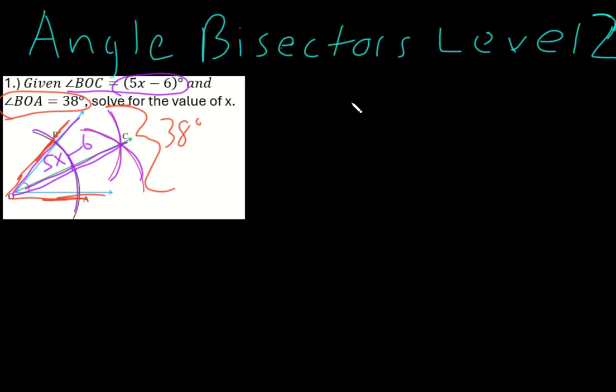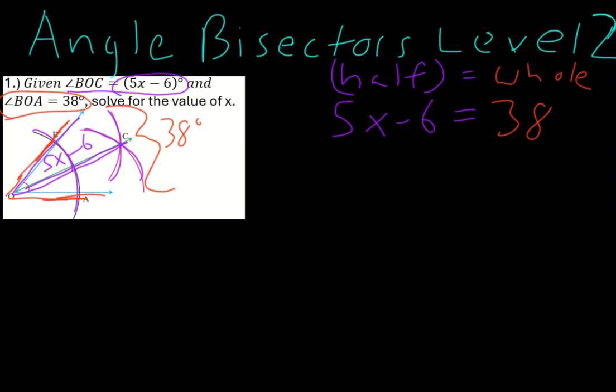Now, what if I write this? What if I write, hey, 5x minus 6 is equal to 38? Now, let's kind of walk through this. We can see there the 5x minus 6 in the purple, that is the top half of the angle. And we can see there that red, that angle BOA, is actually the whole. Now, is that a true or false statement? Well, hopefully you would say false.